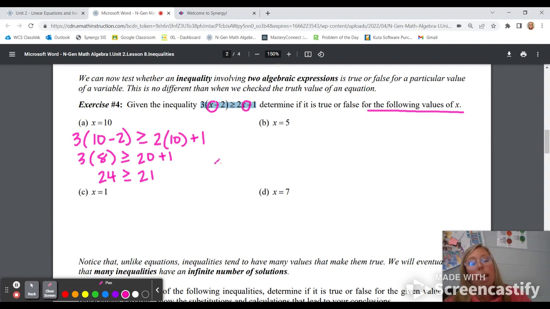If I were to draw out a number line and actually plot 24 and 21, I know that 24 would be further to the right. And so the statement that it is greater than or equal to 21 is true. All right, go through B, C, and D and plug in those given values to determine if these are true or false statements, still using that same inequality that's given right here. 3 times x minus 2 greater than or equal to 2x plus 1. Pause the video now, try B, C, and D.